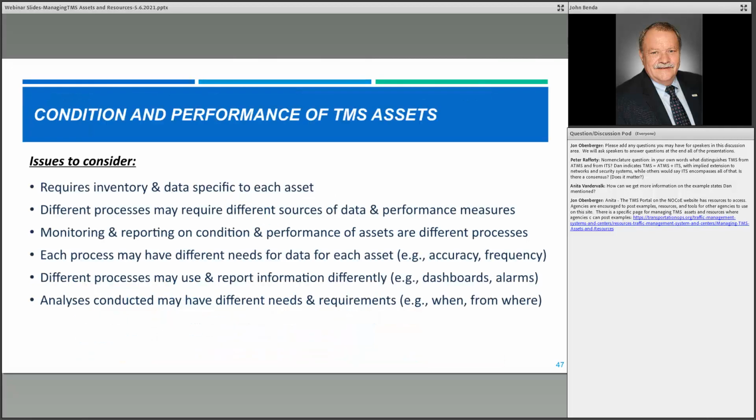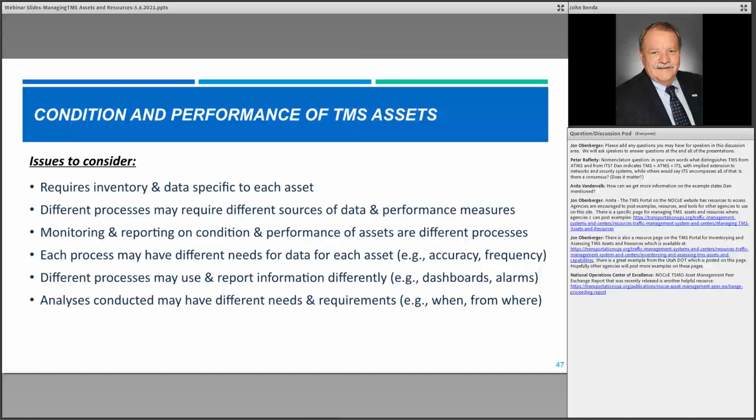I'm going to follow a similar process that Les did and bring up some questions and issues to consider when talking about reporting on the condition and performance of TMS assets. It requires an inventory and data specific to each asset. You've heard that in the previous presentations on inventory, what to collect and what you need to have. You need to recognize that different processes may require different sources of data. And that's very true for condition versus performance measures. Monitoring and reporting on condition and performance of assets are really two different processes.